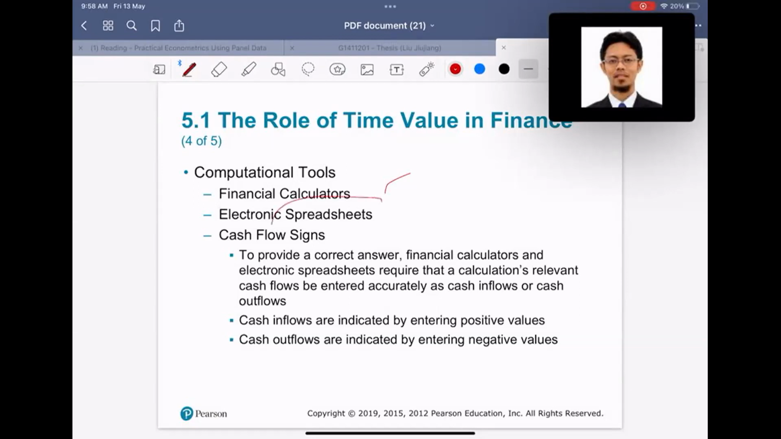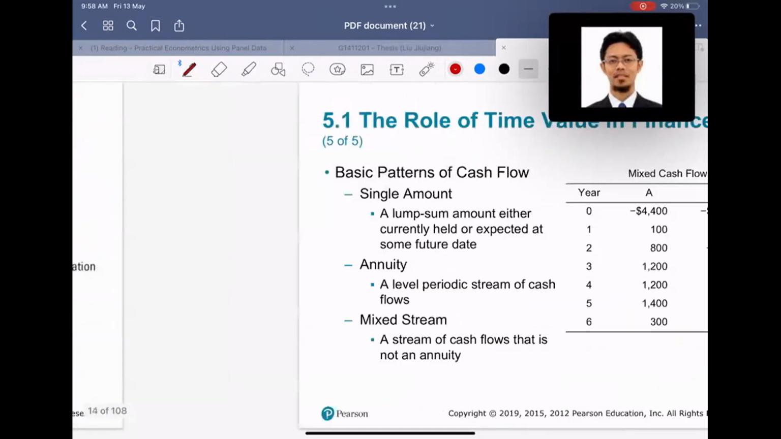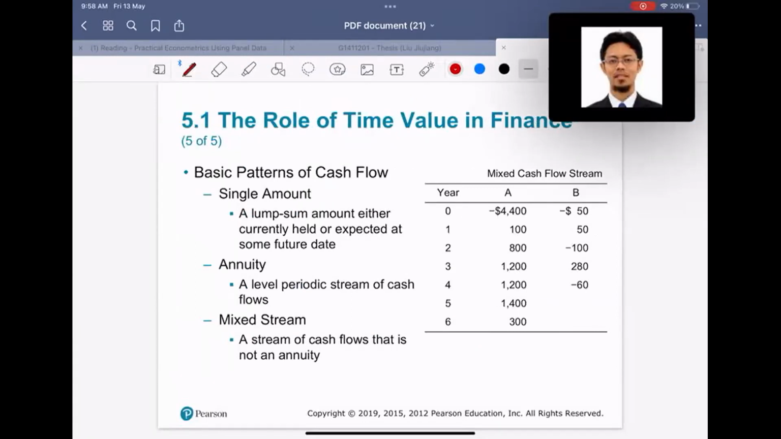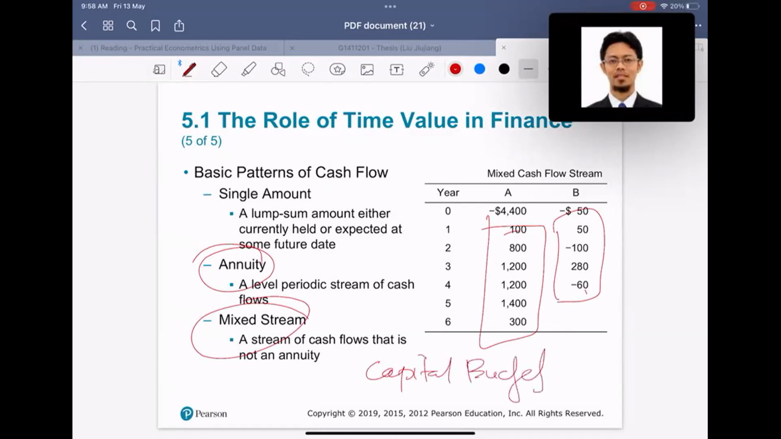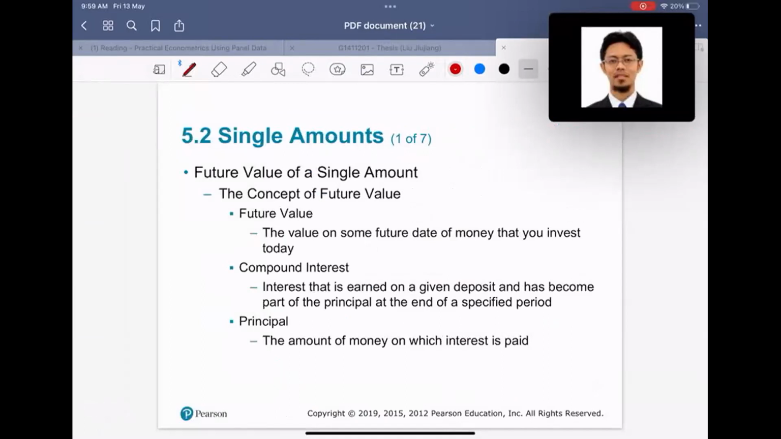Spreadsheet. Okay. Cash flow sign. This one later we are going to do. There are many financial calculators. This is the pattern. This is mixed, and sometimes okay, but later. This is the annuity that I told you. Mixed stream, you're going to do this much when you do capital budgeting later. Okay, this is the one we have discussed.